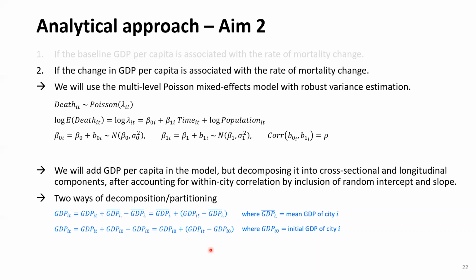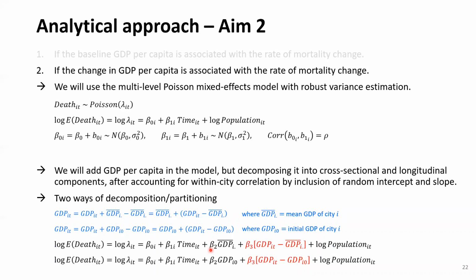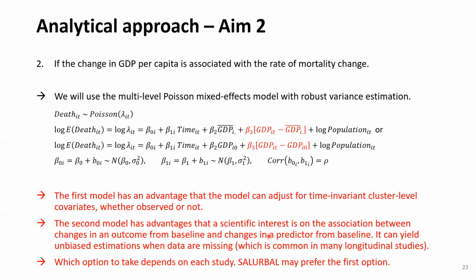So if there are two ways, which shall we use? This is the next question. And the answer is it depends. In this equation, we added two terms, the cross-sectional and longitudinal components. So the next question is, as I said, which one shall we use? Go ahead. The mean of the GDP by city is the mean during the period? Yeah, during the period. Between 2005 and 2015.